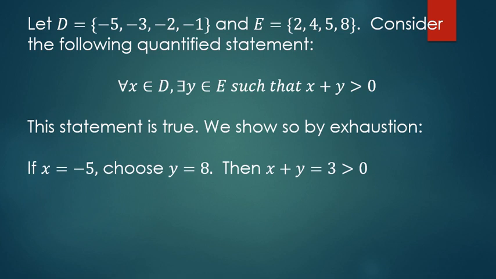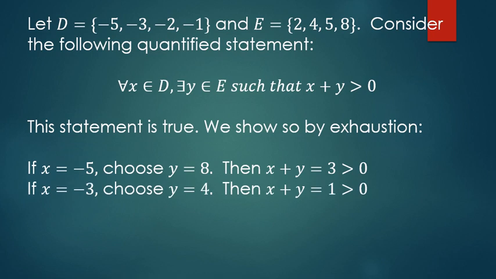So first case, if x is equal to -5. So the guy in set D was chosen for me by somebody else. I now choose a guy in E. So I'm going to choose y is equal to 8. In that case, when I have x equals -5 and y equals 8, x plus y is 3, and that is greater than 0. That is positive, obviously. So that's one case that I had to show.